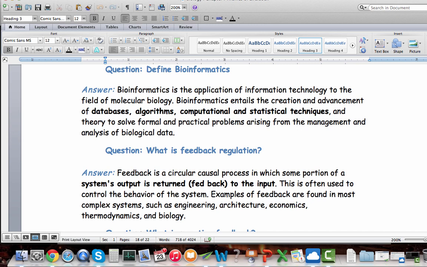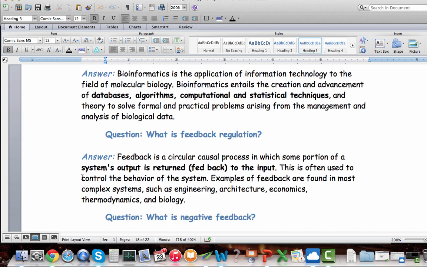Question: define bioinformatics. Answer: bioinformatics is the application of information technology to the field of molecular biology. Bioinformatics entails the creation and advancement of databases, algorithms, computational techniques, statistical methods, and theory to solve formal and practical problems arising from the management and analysis of biological data.